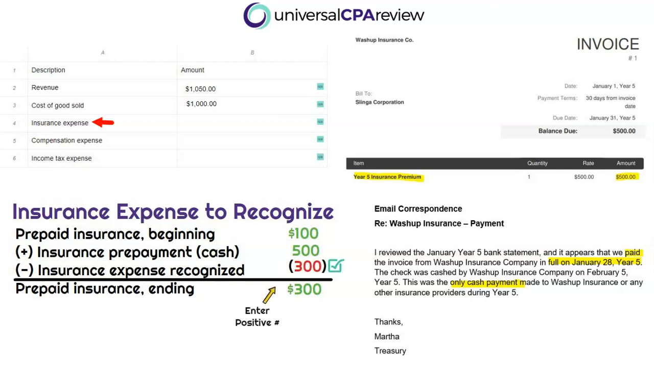Now in the roll forward, that's a negative number, but again, we have to enter that as a positive number in our simulations because that's what the directions say to do. So go ahead and plug in $300.